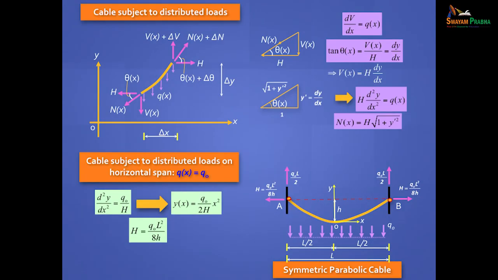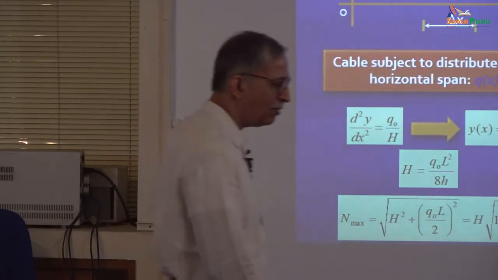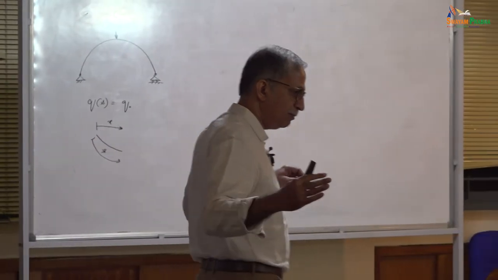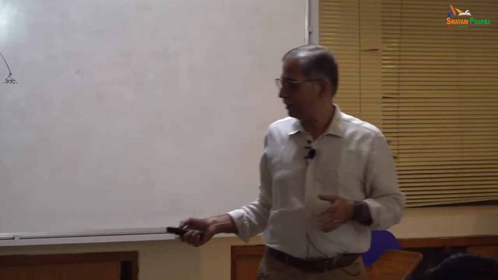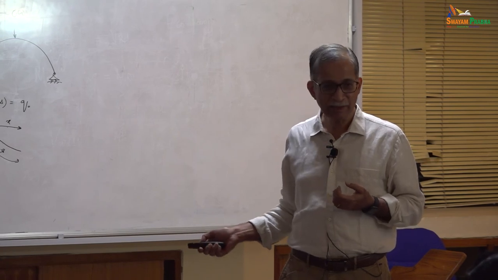And h is q naught L squared by 8H, so you can substitute there. And you know that the maximum cable tension will be the resultant of this and this. And you can substitute and you can write N max also in terms of horizontal thrust. And rewrite this if you substitute q naught like this and bring in H will come out. So this is a lovely equation which will straight away give you the maximum. So for a cable subjected to a uniformly distributed load along the projected horizontal span, everything is known. It's child's play. That is how suspension bridges were analyzed and designed.